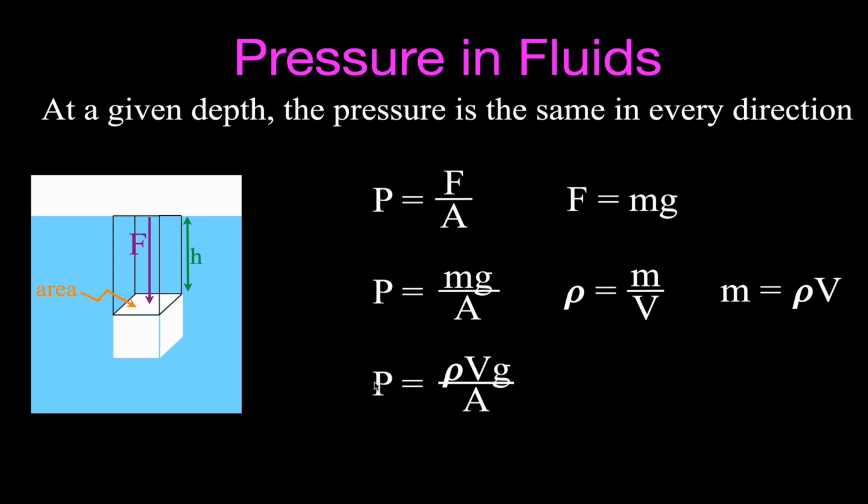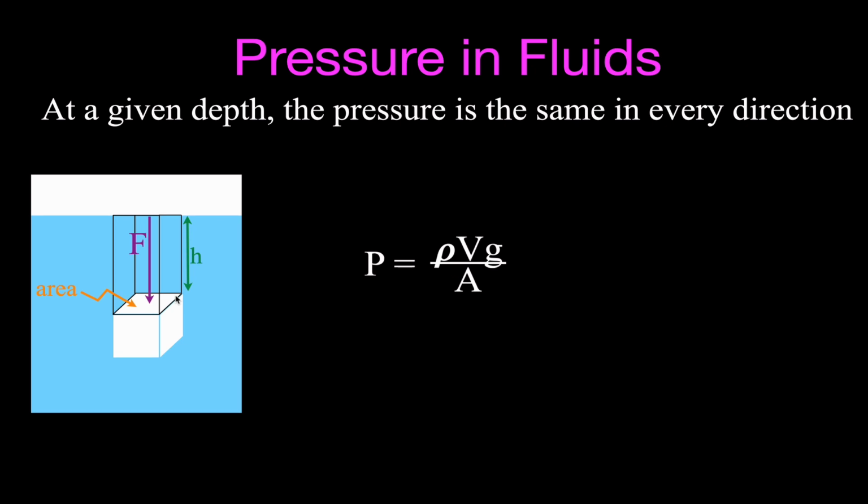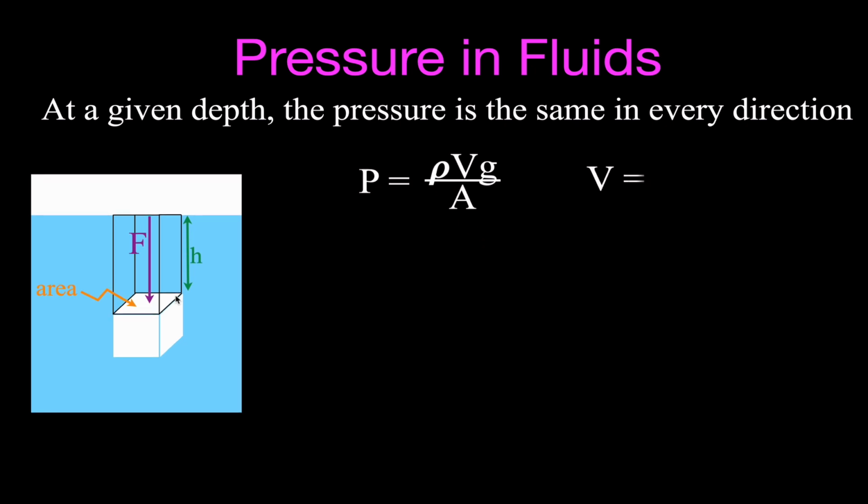and then you get that the pressure is equal to the density of the liquid, because the liquid is completely surrounding the object, times the volume. The volume is this volume of water that's above that surface, times the acceleration due to gravity, divided by the area. And in this case, this A is the area of this cube right here, like that.